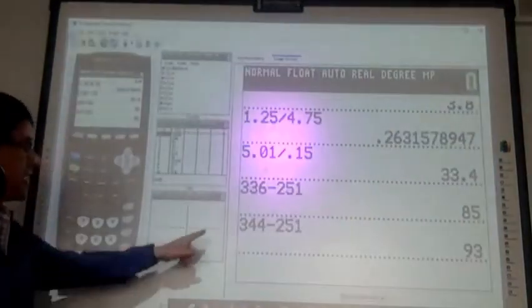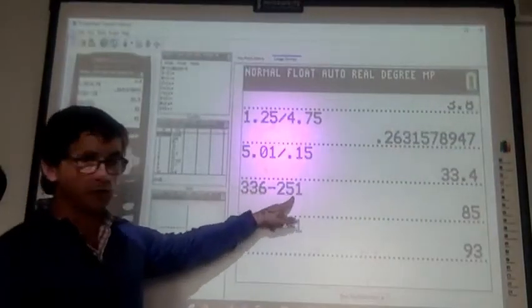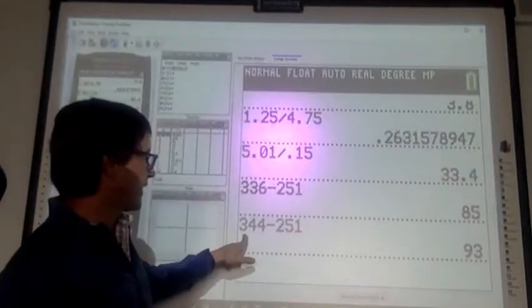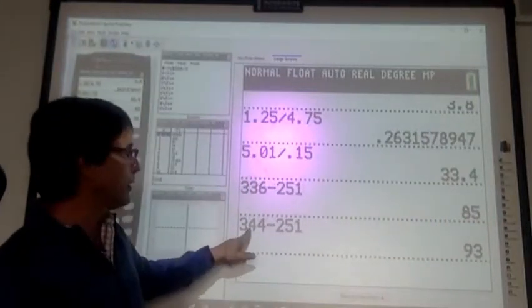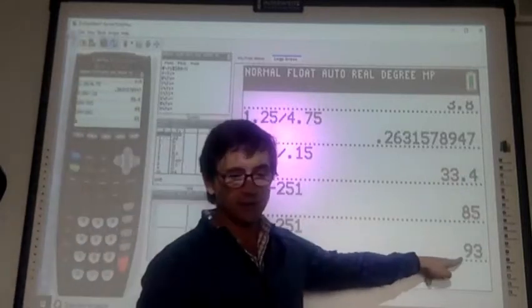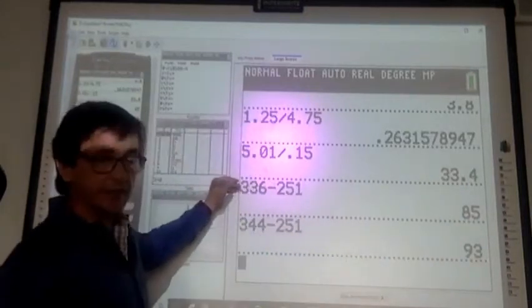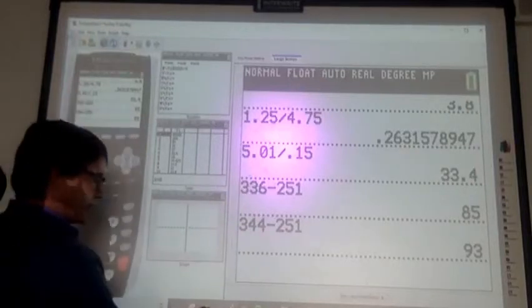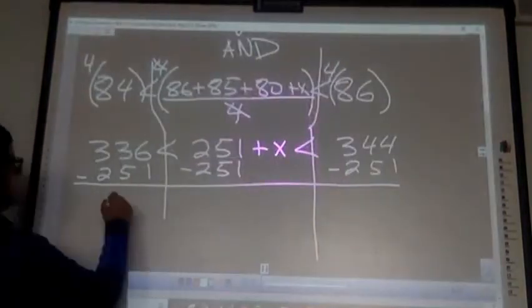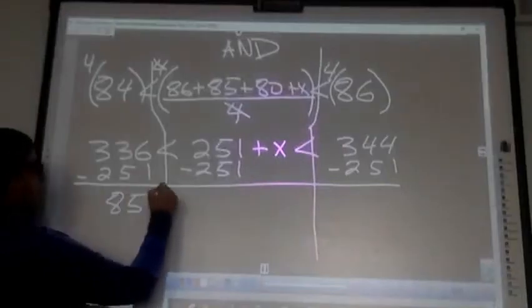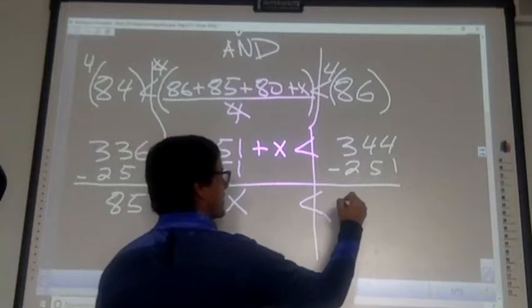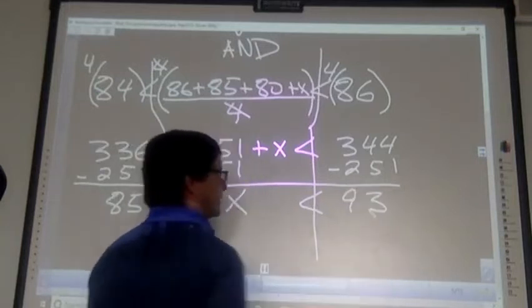I'm going to go ahead and double check. 336 minus 251 is indeed 85. And then double check on the other side. 344 minus 251 is 93. So think in your head what it is and double check in the calculator, because you're more likely to do better if you do it that way. So we have 85 here, we have x in the middle, and we still have our less than signs and 93.